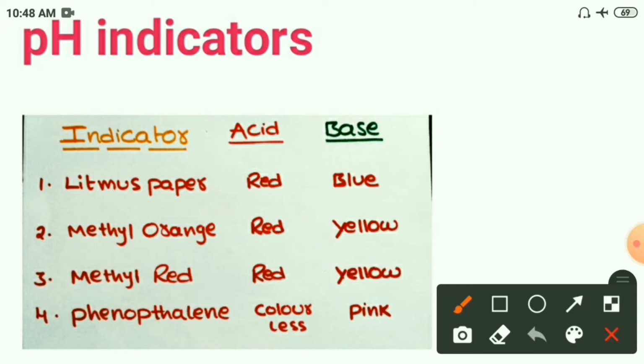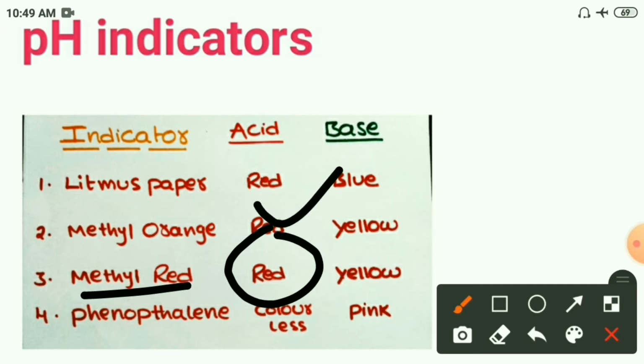Next, the methyl red indicator. It also looks like a liquid. This methyl red liquid is put into our solution. If the solution turns red, it is an acid. If the solution turns yellow, it is a base.